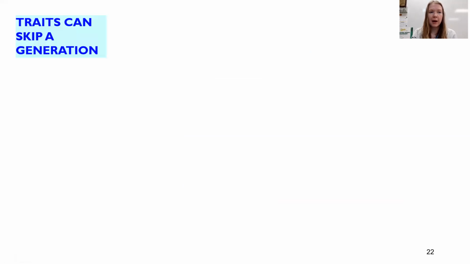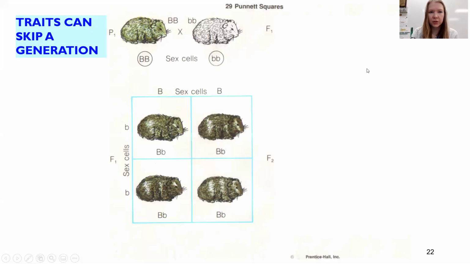Now, thinking about how traits can skip a generation. We're going to look at a similar scenario here where we have our 2 parents. One parent is homozygous dominant and the other parent is homozygous recessive. We fill out the Punnett square and we see that all offspring will be heterozygous and display the dominant trait.